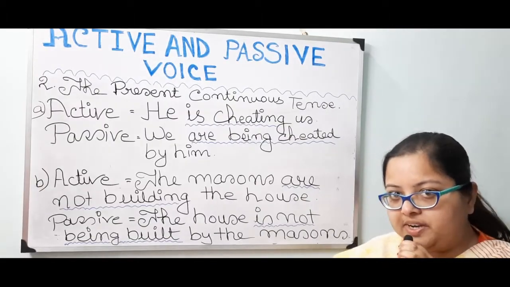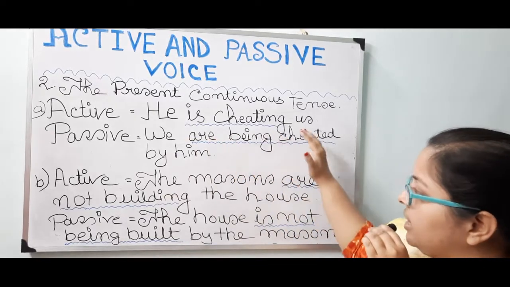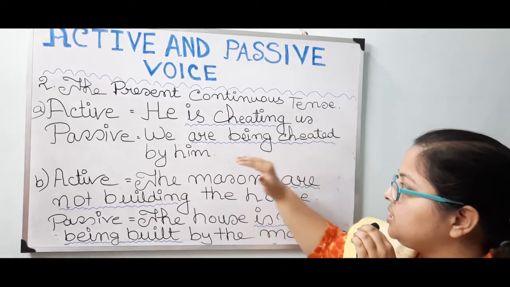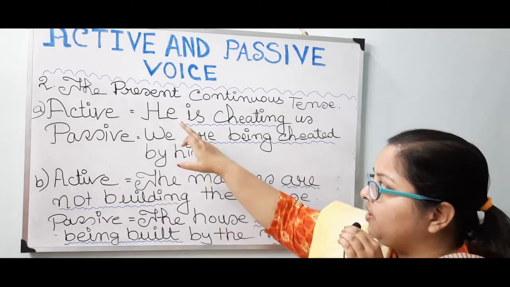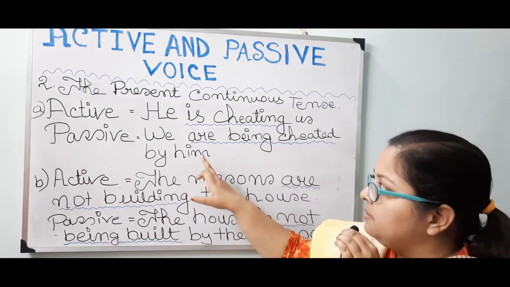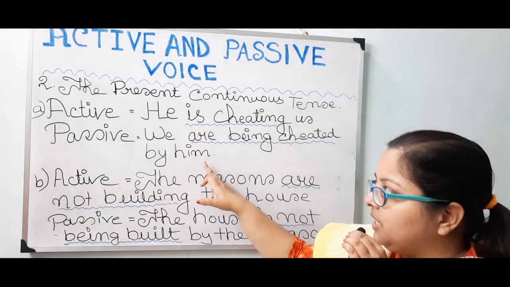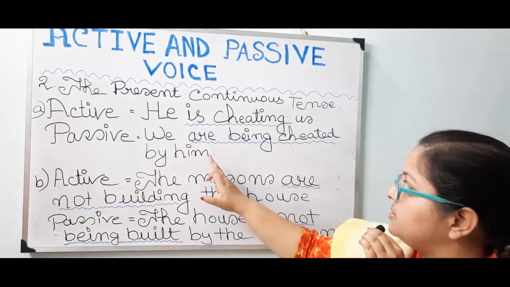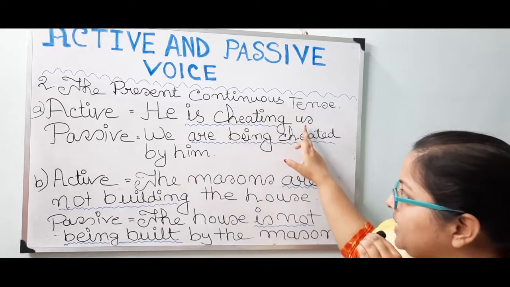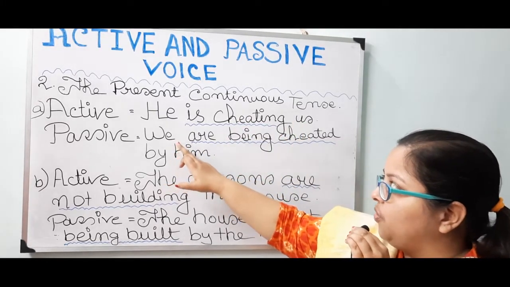Let us see some more examples. Number A, active: He is cheating us. Passive: We are being cheated by him. So over here students, see, he is turning to him, meaning the subject of the active voice is going into the place of the object of the passive voice. And us is getting turned to we. The object of the active voice is turning into the subject of the passive voice.